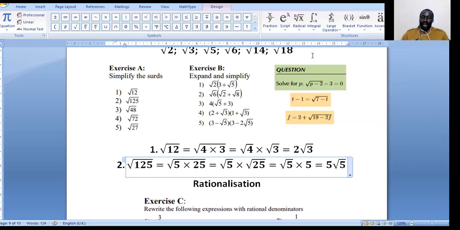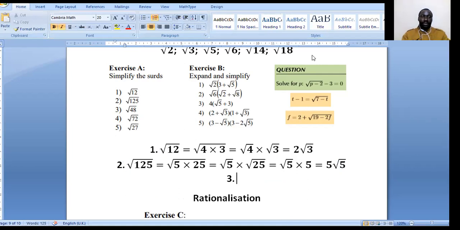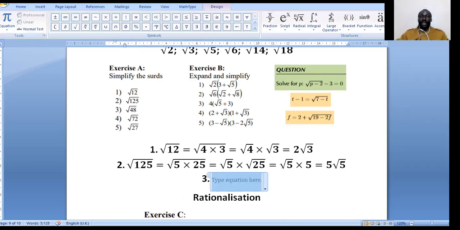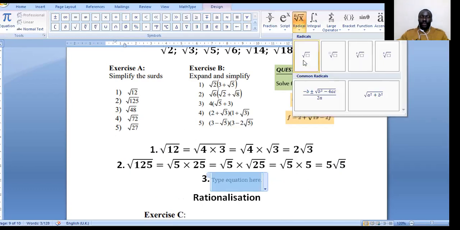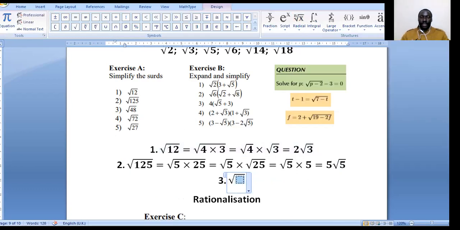Well, how about if we are required to simplify the square root of 48? Well, let's see what we can get from here. Square root of 48. Now, let's check this. You know, there is a time when you really want to check it out and be sure.